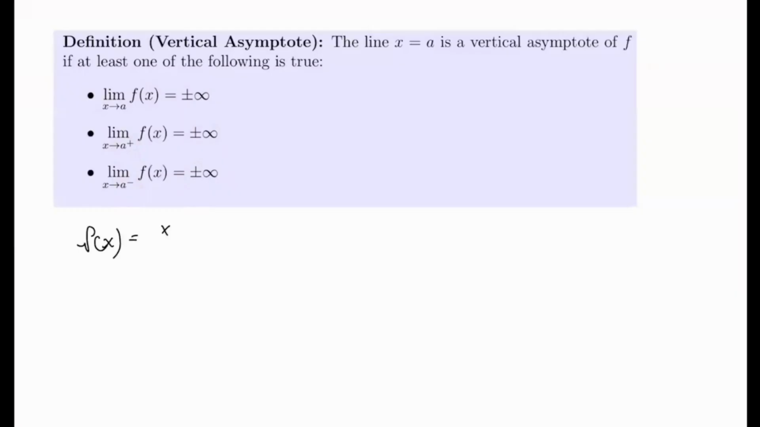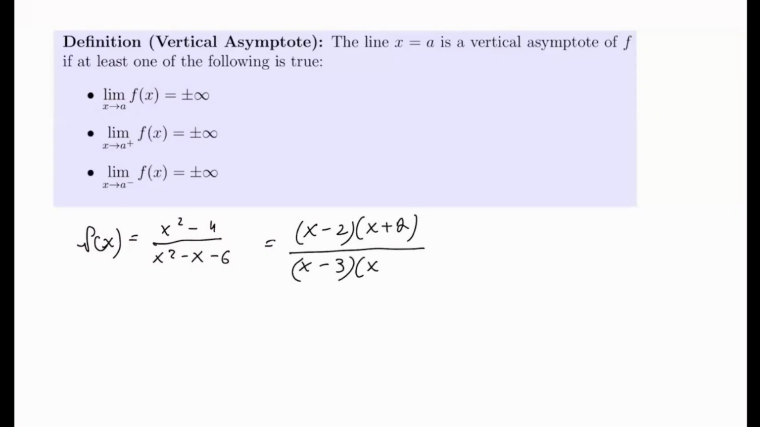Consider f(x) = (x^2 - 4)/(x^2 - x - 6). First, let's factor completely. We have (x - 2)(x + 2)/((x - 3)(x + 2)). Now we need to identify where the denominator equals 0. The denominator equals 0 at x = 3 and x = -2. Now we check both of these points.